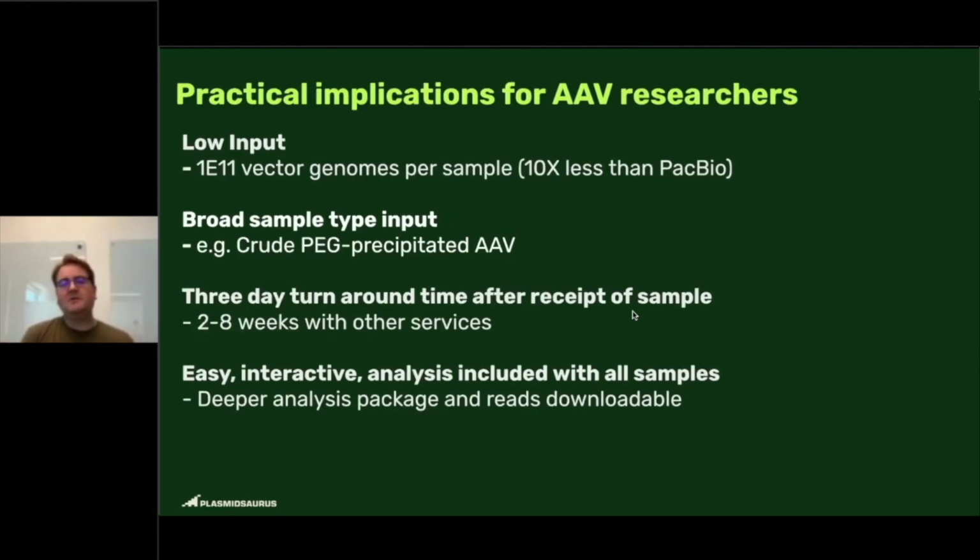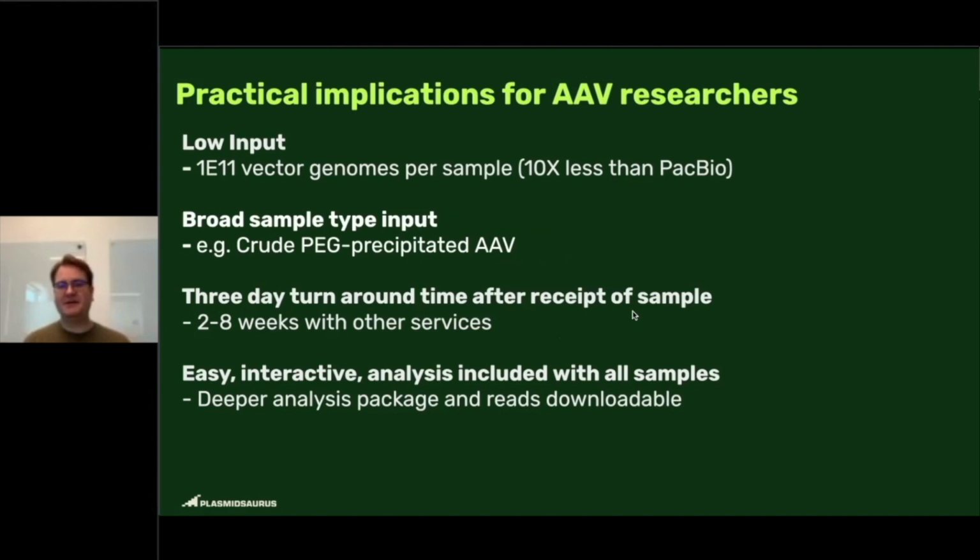So what's the practical implication for AAV researchers? One, we require low input. We only need 1 × 10^11 vector genomes per sample. This is 10 times less than PacBio. We can take in a broad sample type input. We've already sequenced very crude PEG precipitated AAV.